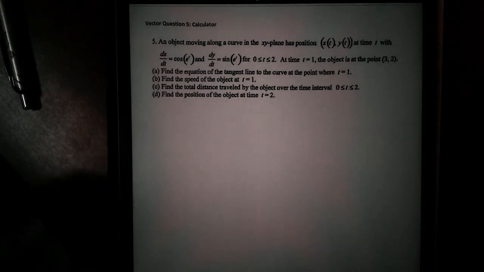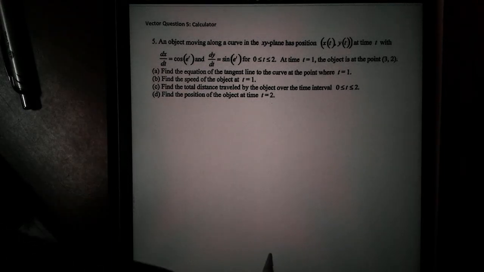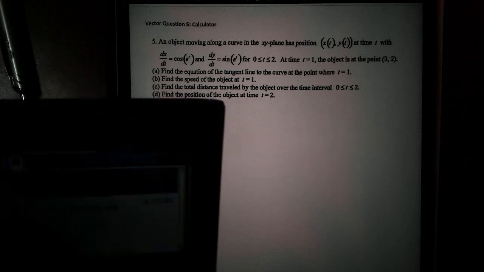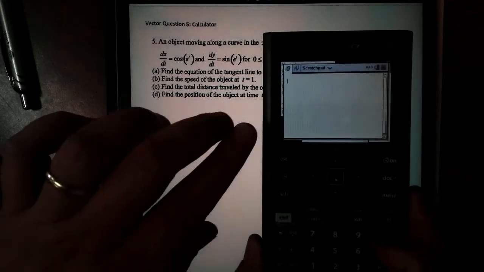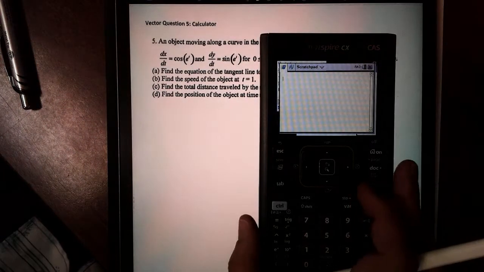And this is again a calculator question. And if the AP says you can use a calculator, you best use that darn calculator. And again, I am going to be using my TI Inspire CX, my CAS.